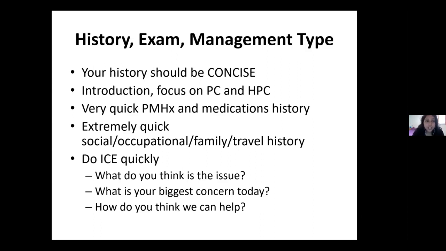It's very easy in this part of the scenario to go down long, winding routes with the history. But just remember at the back of your mind, you're only focused on why the patient is here right now. You can do a very quick social, occupational, family, travel type history. The patient is coming with vomiting and diarrhea. Travel history is quite important. Occupational history, what type of work do you do? Things like that. ICE is done very quickly as well. You can do it very quickly. The examiners tend to like ICE a lot.